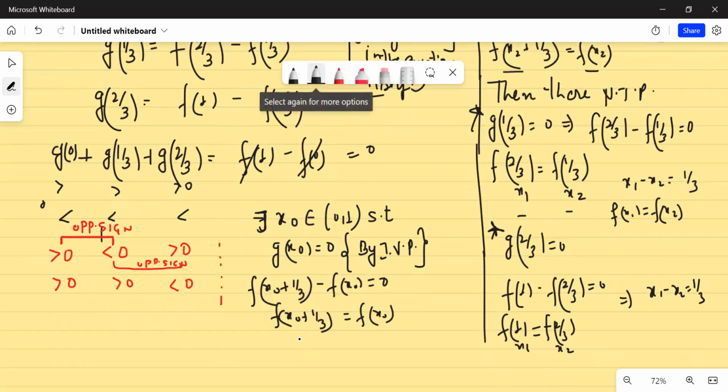And it is satisfying your property. Let's say this is your x1. Let's say this is your x2. Now clearly x1 minus x2 is what? 1 by 3 has come.